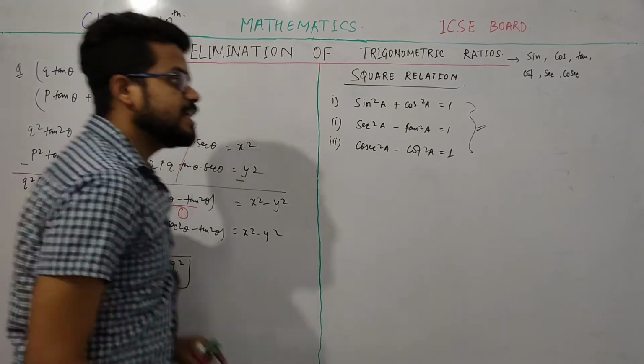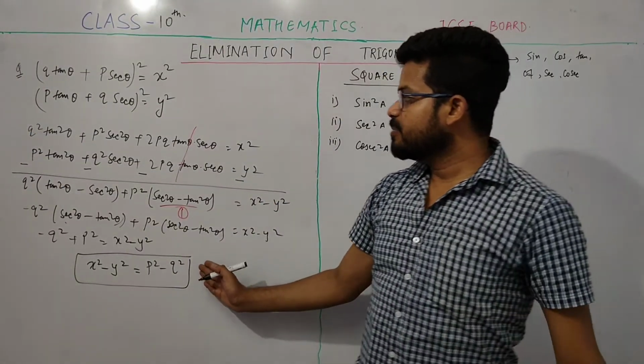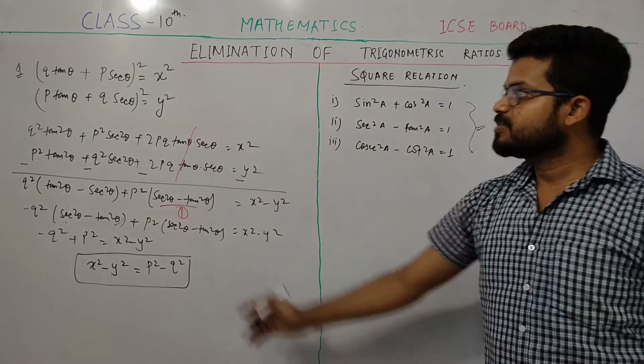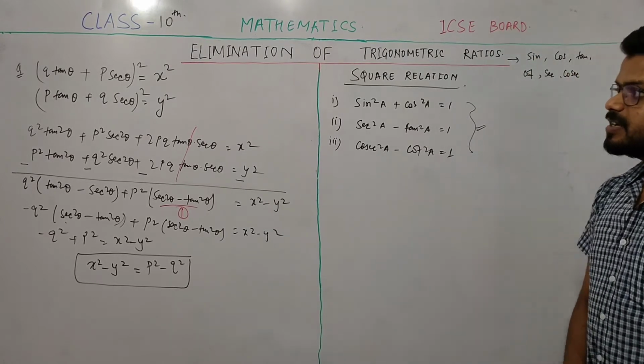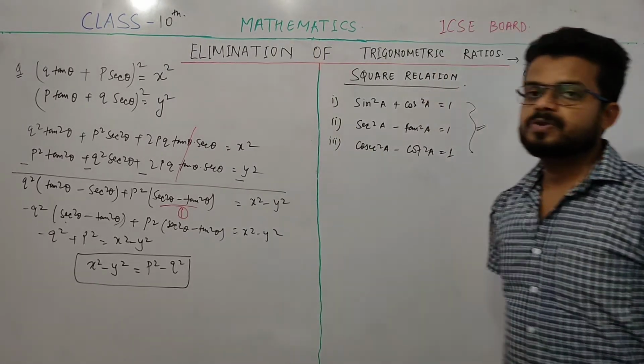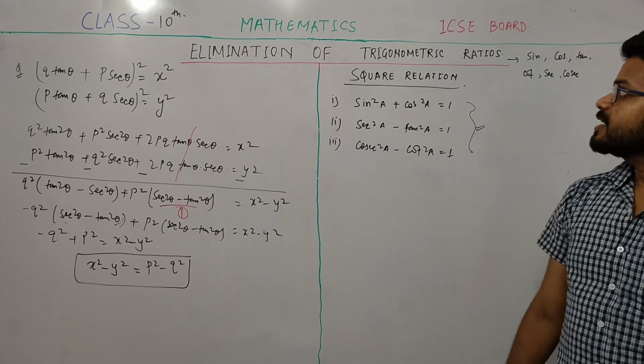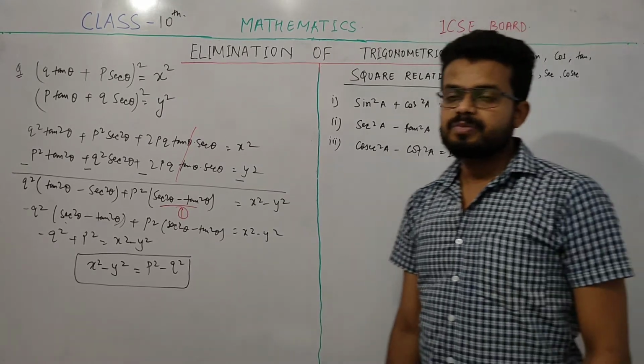So this is the relation. In this we completely eliminate the theta from this expression. Okay, so this is the procedure to eliminate the trigonometric ratio. This is question number 2.